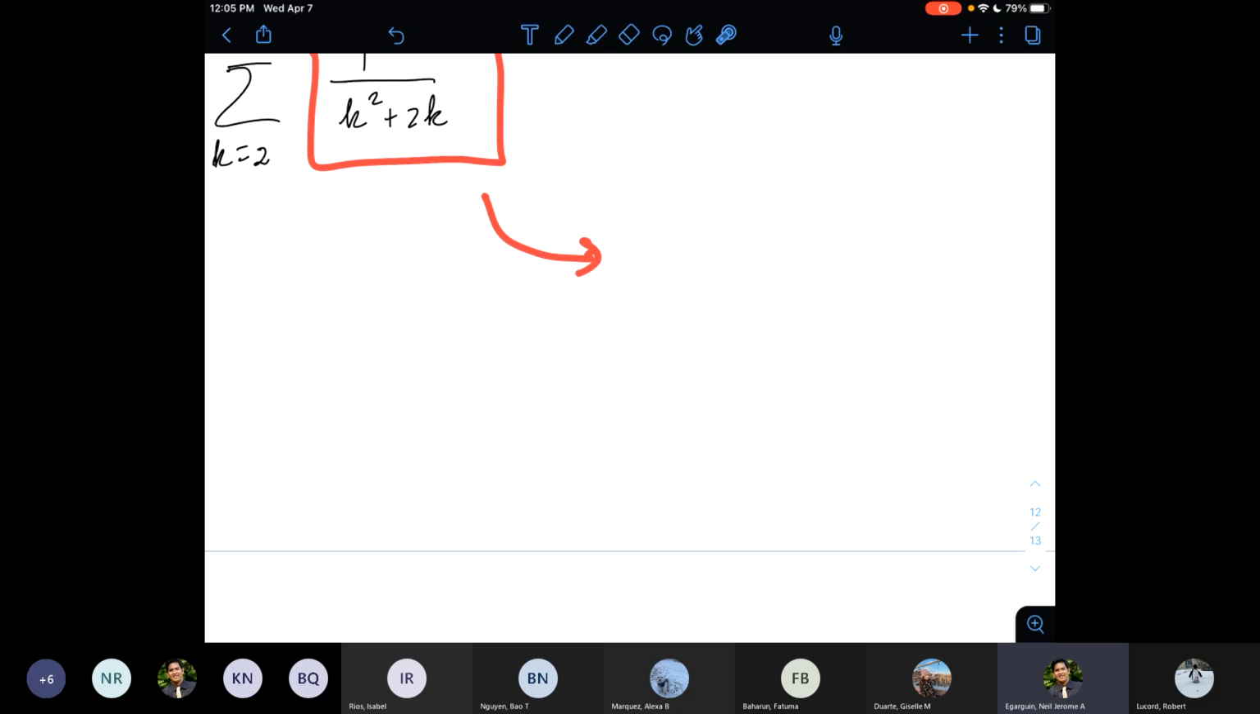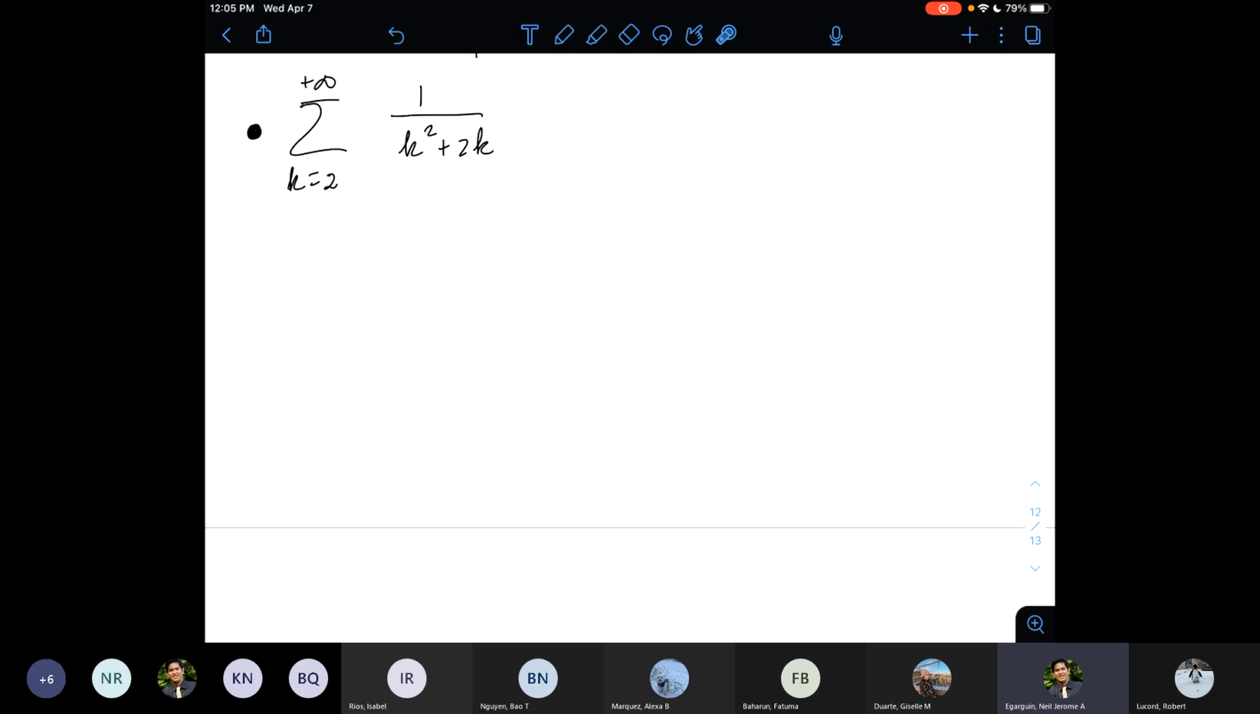What will happen when k approaches infinity? When k approaches infinity, this will go to 1 over infinity, right? Which is equal to 0. So the test for divergence is inconclusive. So we need to try another test.